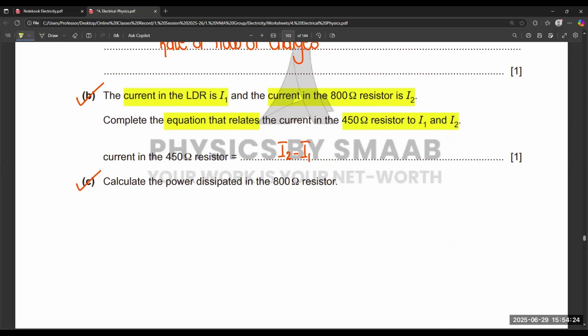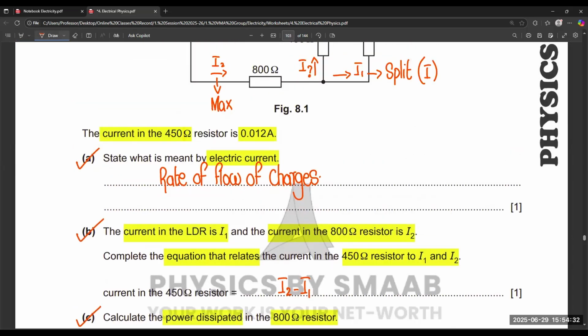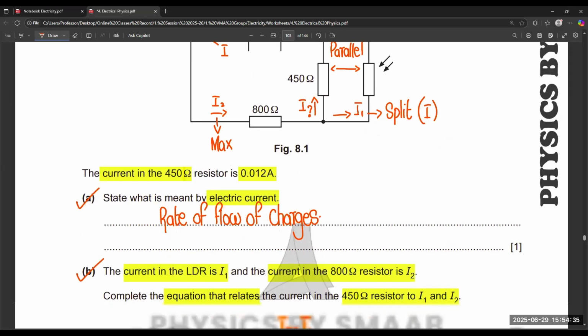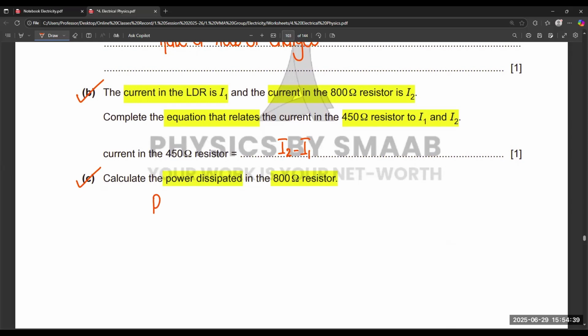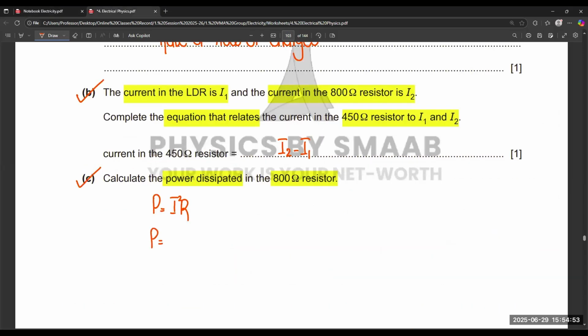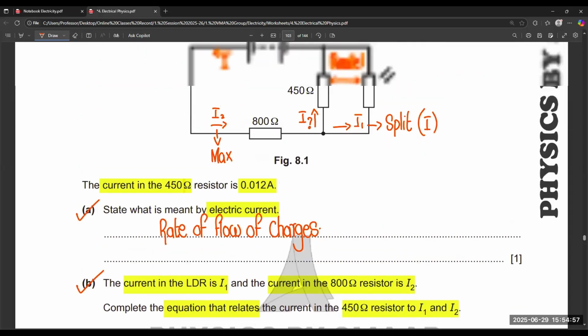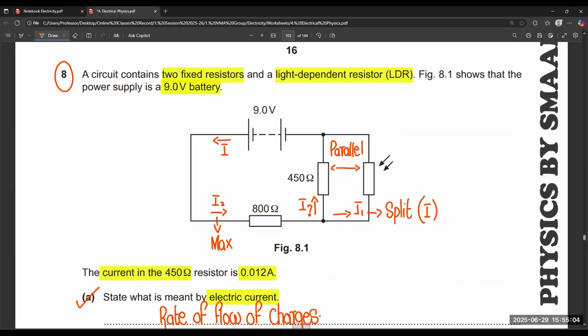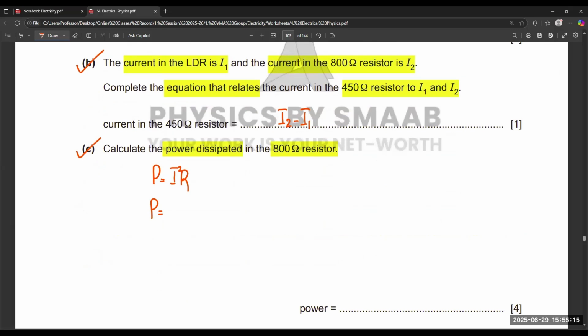And in part C, calculate the power dissipated in the 800 ohm resistor. The resistance of the 800 ohm resistor is given. Electric current is also given. So we can use the formula of power related to electric current and resistance: P equals I squared R. But the problem is the value of current is unknown. Sorry, the value of current is given, but that is only for the 450 ohm resistor. So we don't know the value of electric current here. First of all, we have to find the value of electric current, otherwise it will not be possible to calculate the power.